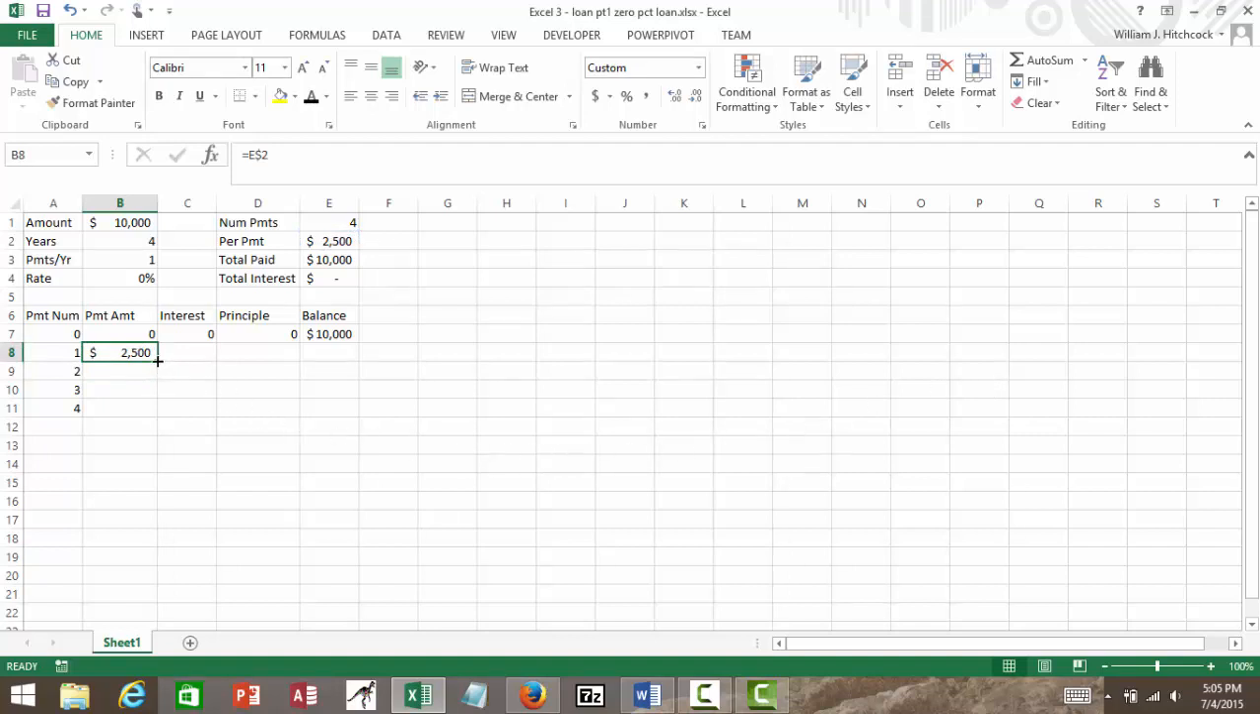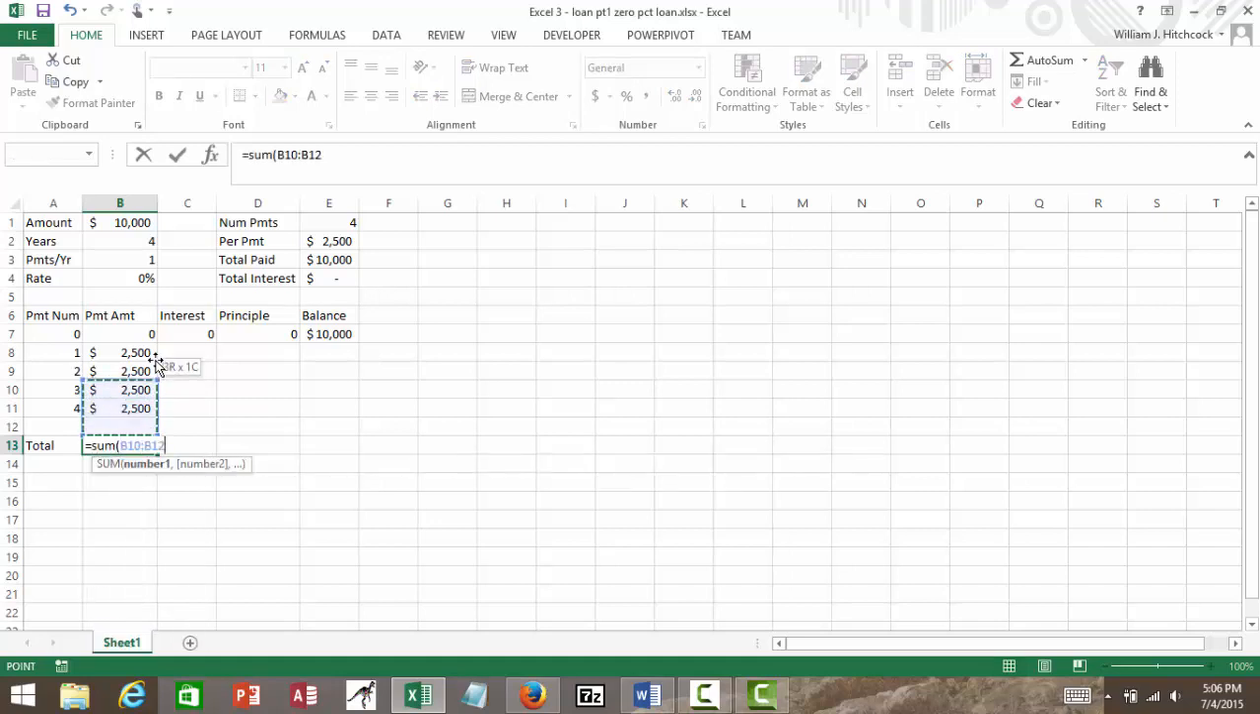So I can just double click on the fill handle. It will copy it down as long as I've got payments here on the left hand side. So we'll double click, and we've got 2,500, 2,500, 2,500. So at the end, here's my total. I want to put that in one cell beneath. I'm going to use the sum formula, so equal sum, and sum up everything from this blank cell all the way up to the payment amount, and we've got $10,000.